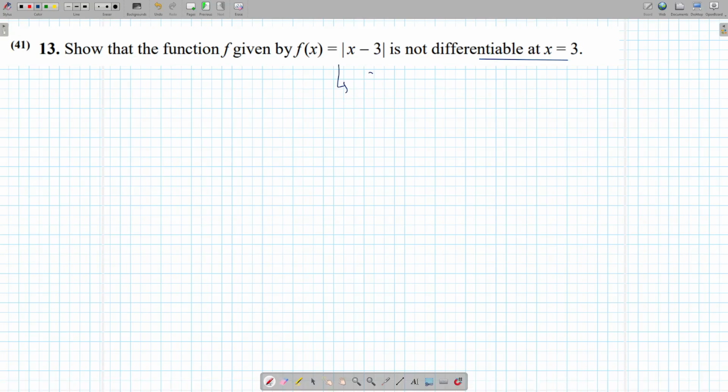Split it up into two functions, always. x minus 3, then negative x minus 3. Alright? This is for what? This came in the written, by the way. This is for x to the right of 3, and this is for x before 3. This is greater than or equal to 3, this is less than 3.